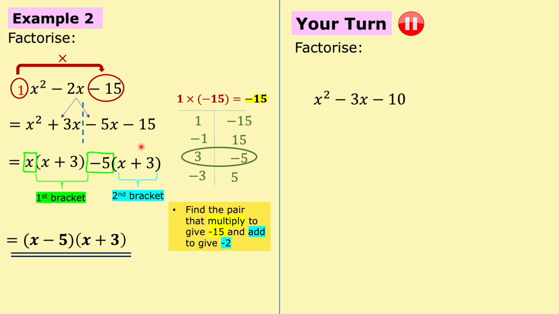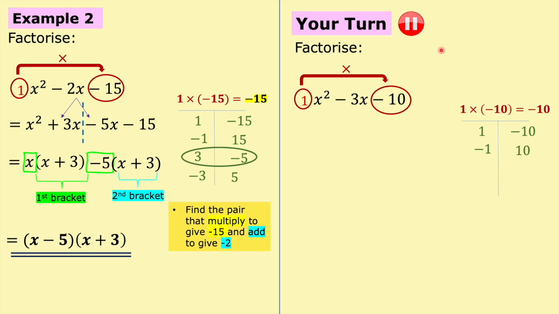So we have to multiply the coefficient of x squared, which in this case is 1, times the last term, including that sign, which is negative 10. So we've got 1 times negative 10 to give you negative 10. We're then going to write down all the factor pairs of negative 10. So we've got 1 times negative 10, negative 1 times positive 10. We've also got 2 times negative 5 and negative 2 times positive 5.